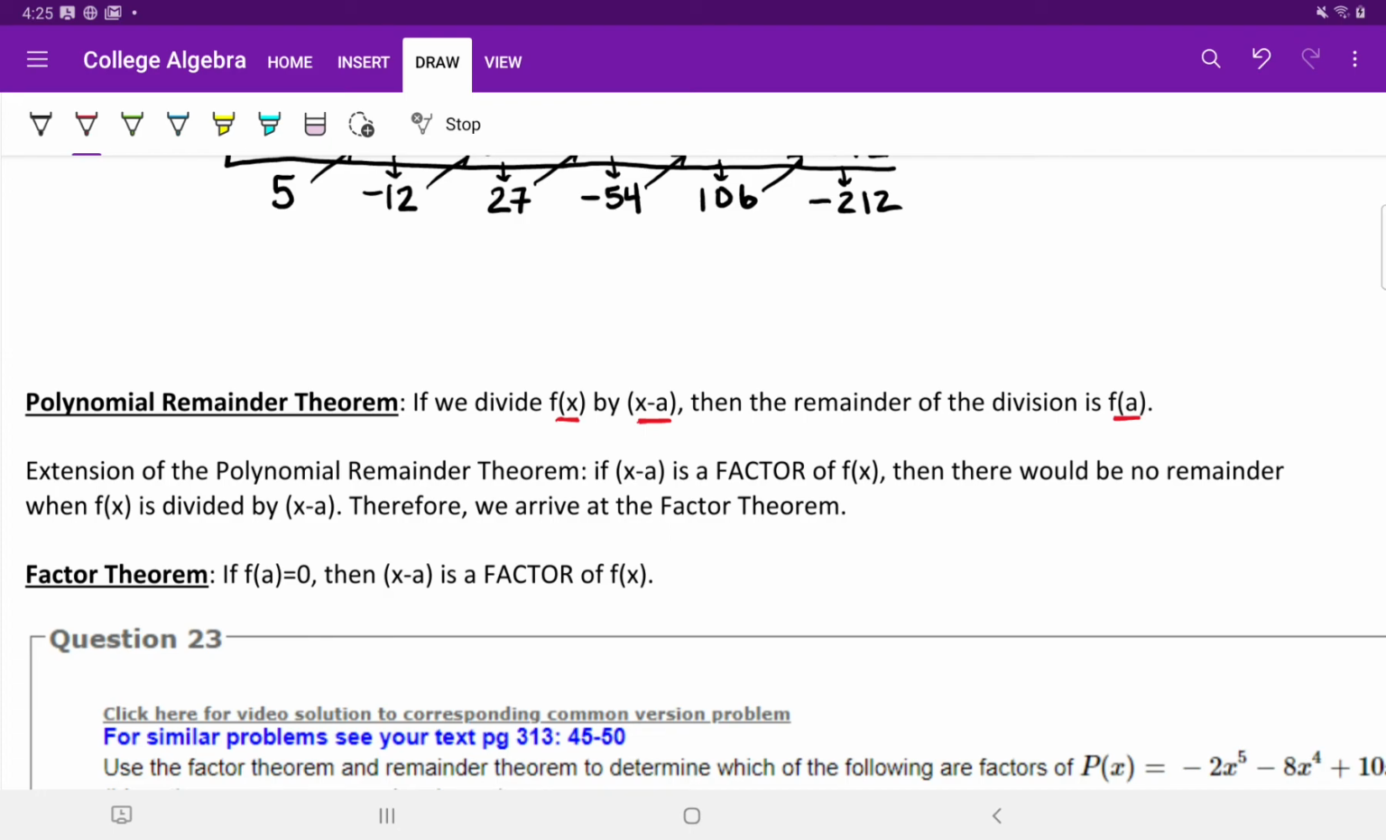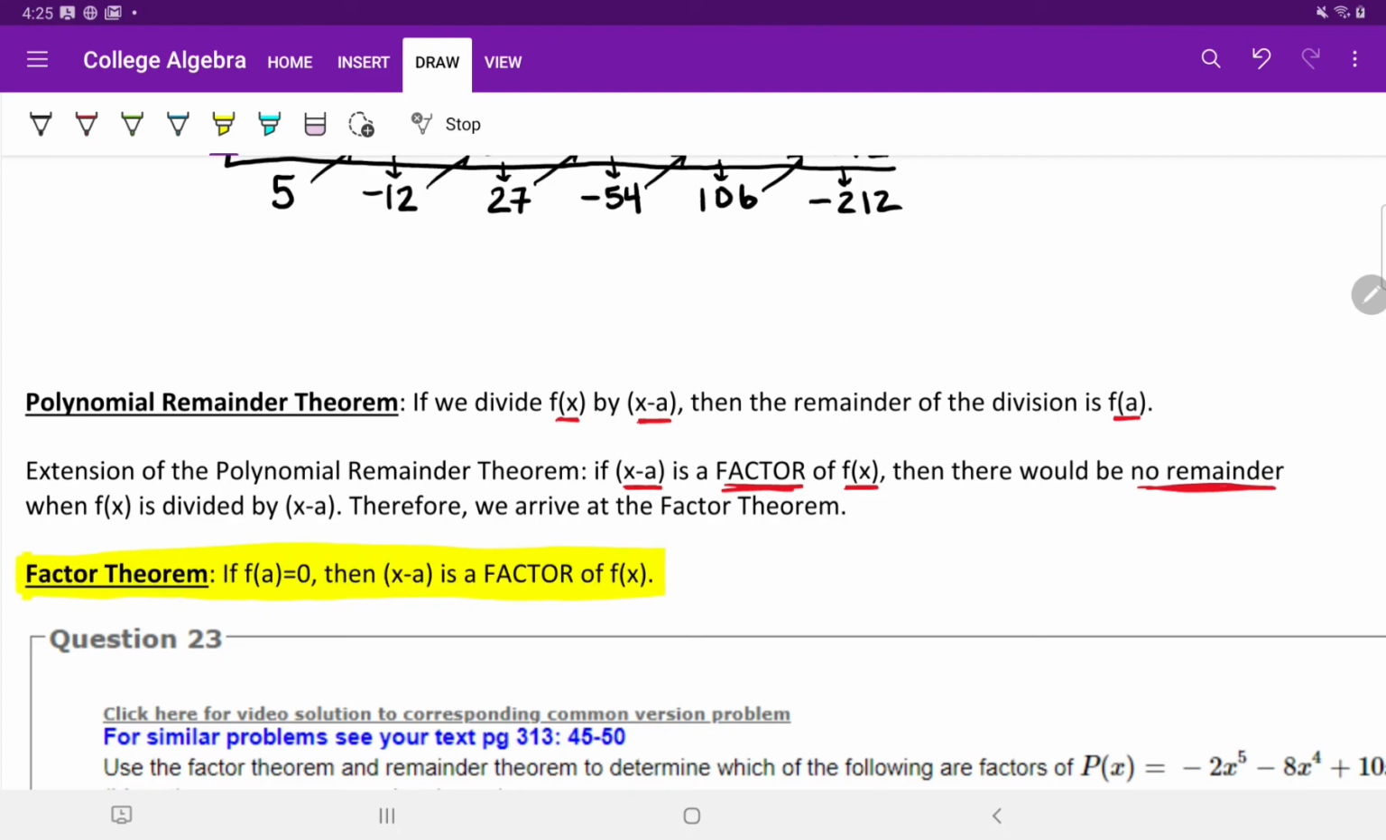If we take the polynomial remainder theorem and extend it out logically, if x minus a is a factor of our polynomial, that would mean there would be no remainder. That's what it means to be a factor of something. When you divide it, you don't get a remainder. So what we're really concerned with is whether our remainder is 0 or not. If f of a is the remainder and f of a equals 0, that means there's no remainder. So our factor theorem is going to help us a lot with questions about whether something is a factor.